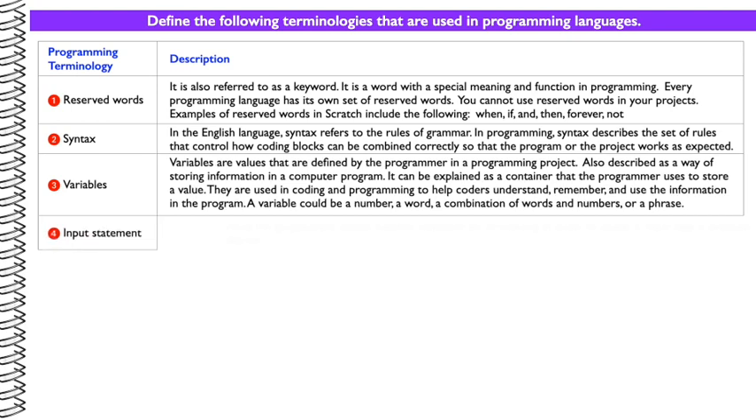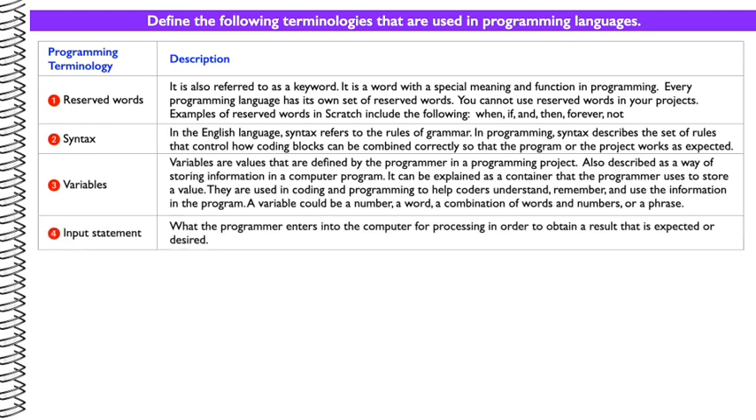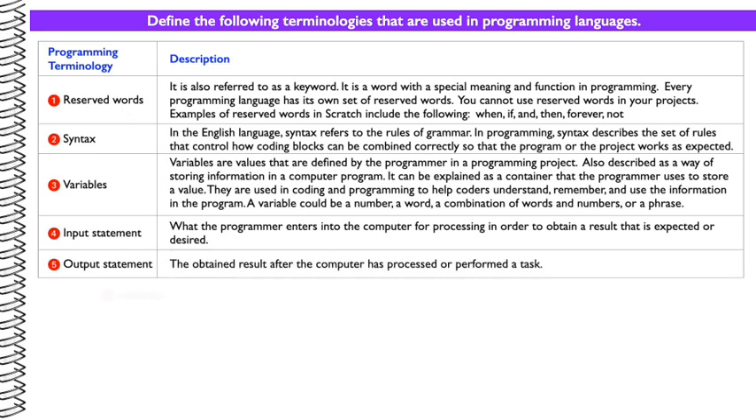4. Input statement. The input statement describes what the programmer enters into the computer for processing in order to obtain a result that is expected or desired. 5. Output statement. The output statement describes the obtained result after the computer has processed or performed a task.